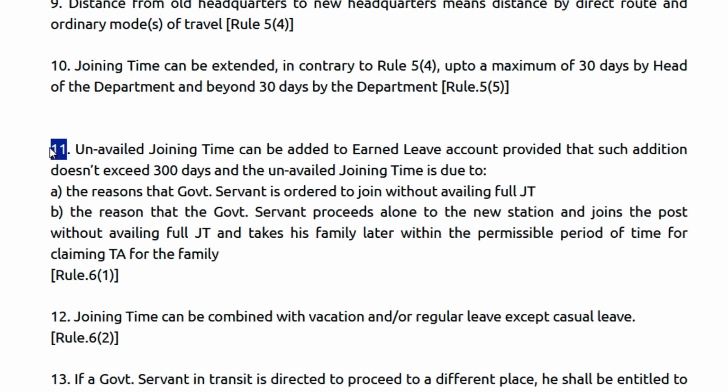Serial number 11. Unavailed joining time can be added to the earned leave account provided that such addition does not exceed 300 days and the unavailed joining time is due to A. The reason that the government servant is ordered to join without availing full joining time. B. The reason that the government servant proceeds alone to the new station and joins the post without availing full joining time and takes his family later in the permissible period of time for claim for the family.